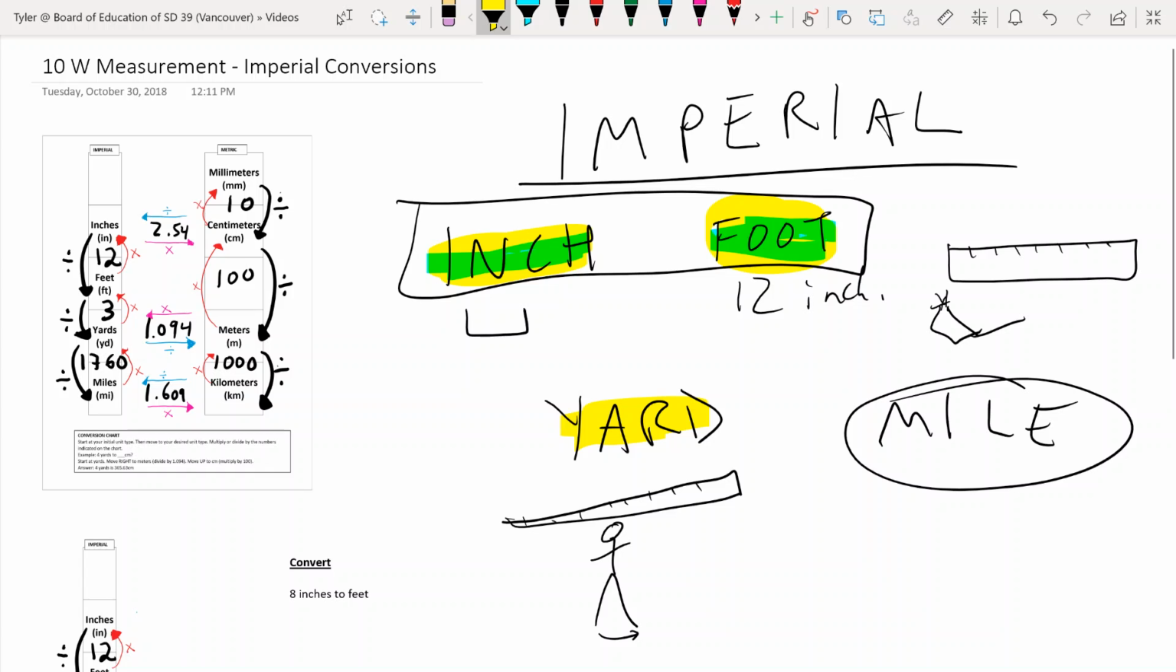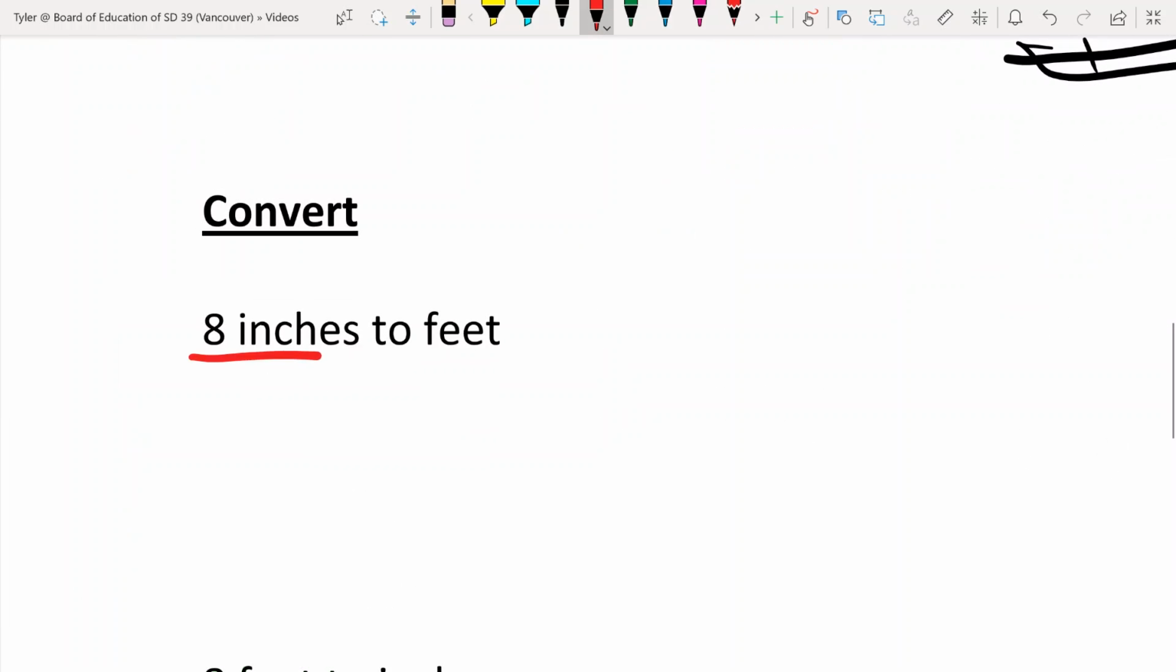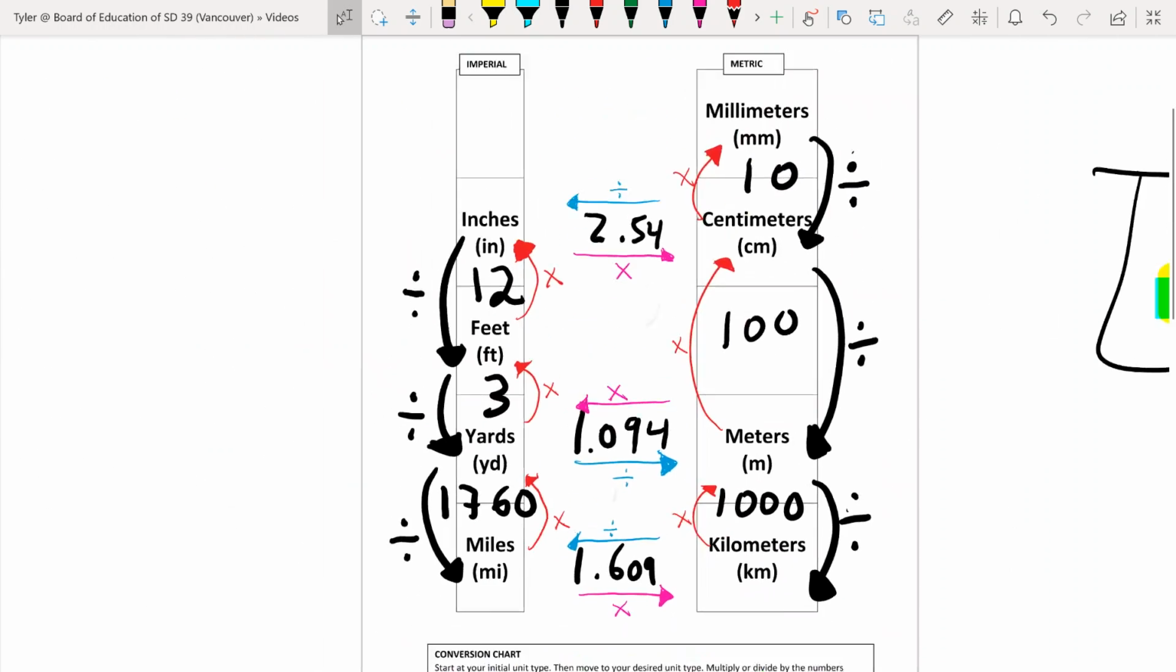So the focus of this video is how to convert. When you're given either inches or yards or miles or feet, how to change it from one to the other. So for example, you might get a question that says, if you have 8 inches, how many feet is that? Convert it from one to the other. Or you might get 8 feet and be asked, how many inches would that be? So I'm going to give you a handout and I want to show you how to use that handout. The handout looks like this.